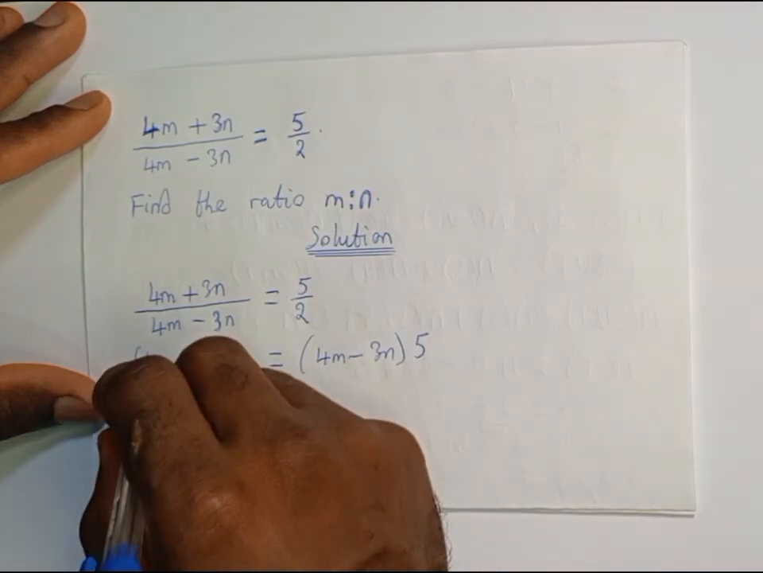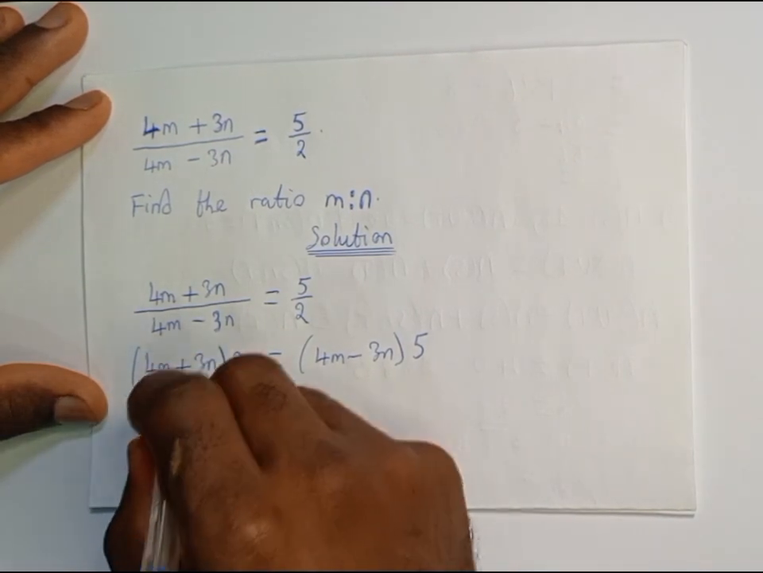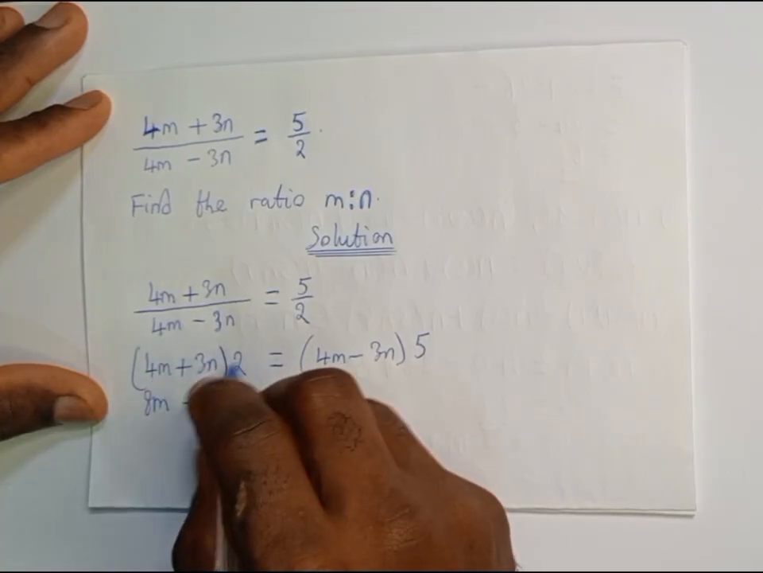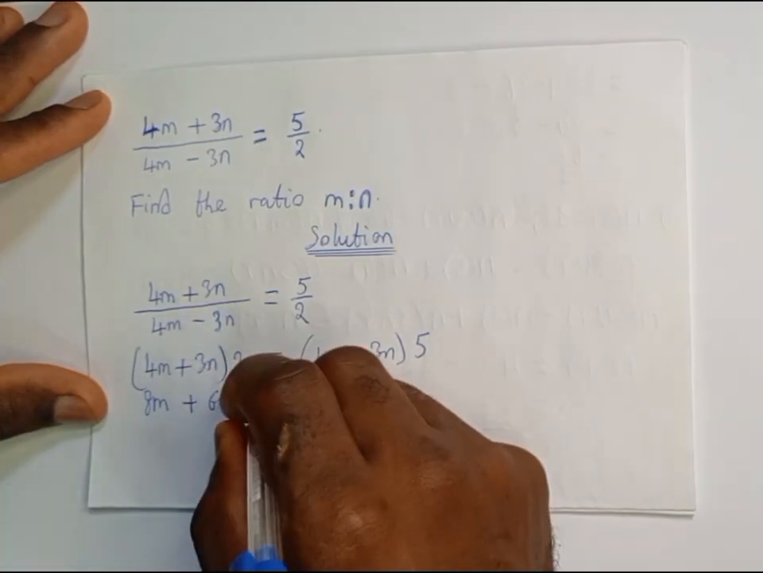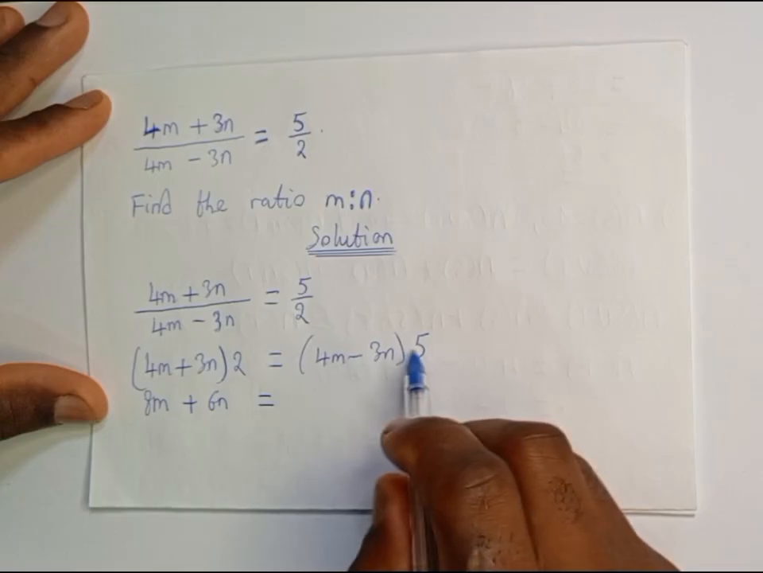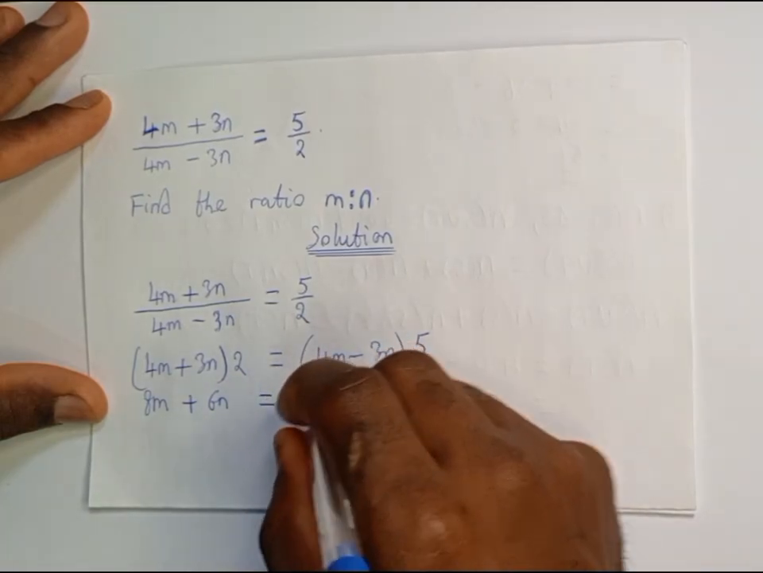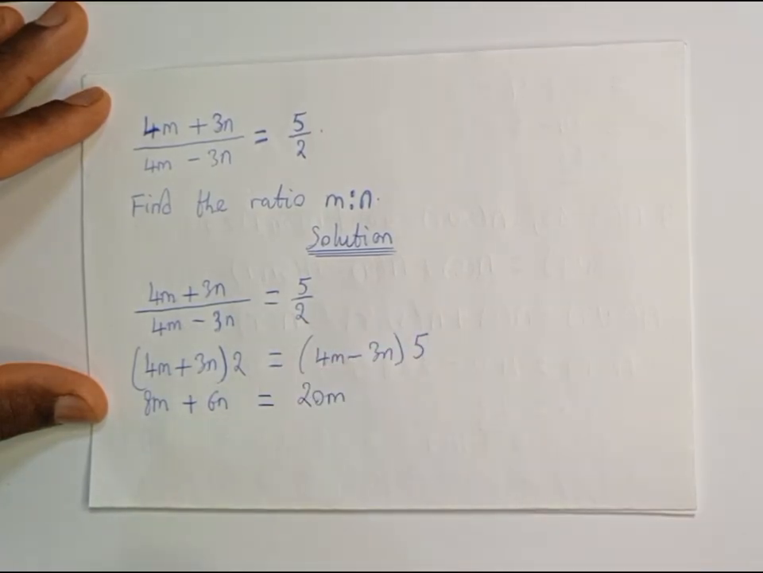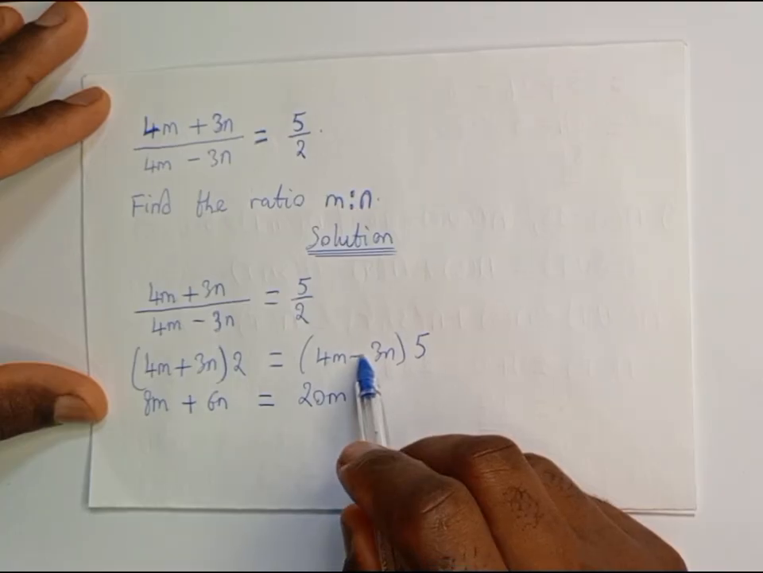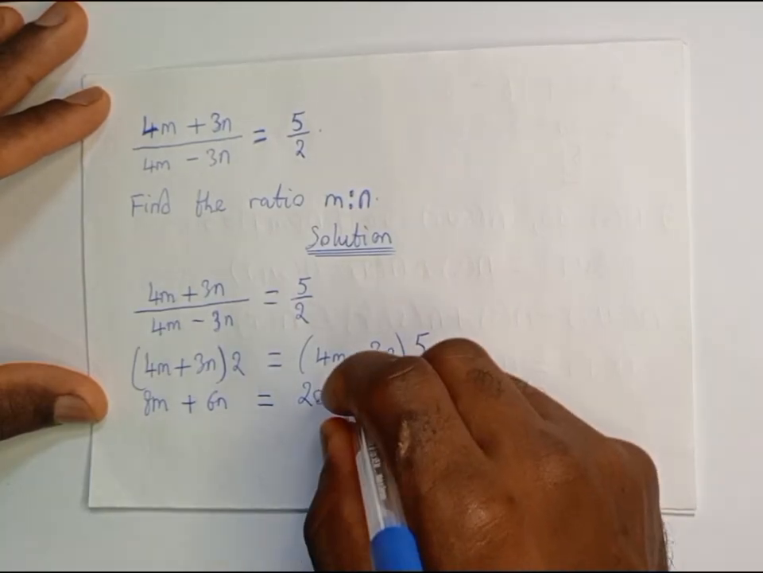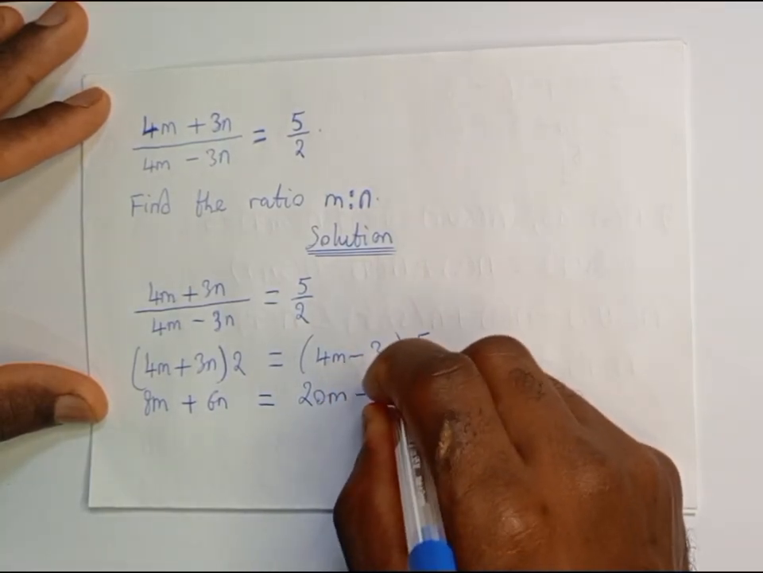4m times 2 gives us 8m, plus 3n times 2 gives us 6n, is equal to 4m times 5 gives us 20m. Negative 3n times 5 gives us minus 15n.